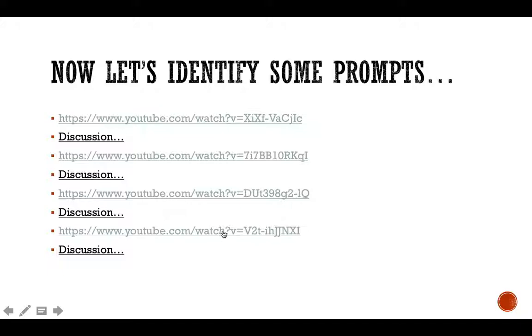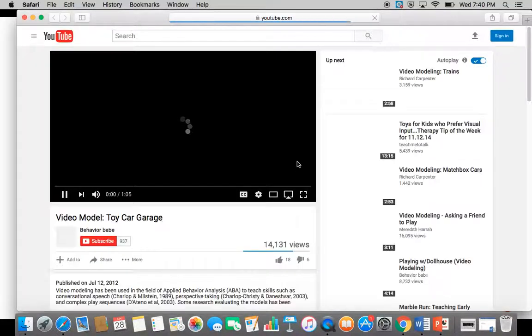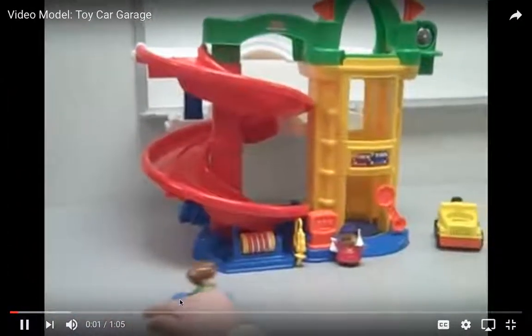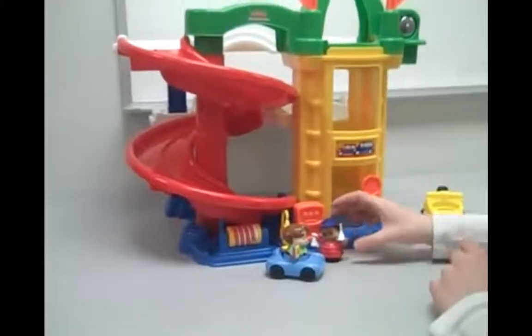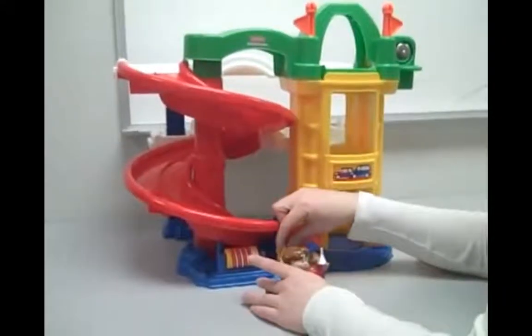Crawling. Beep, beep. I need some gas. Fill it up, please. Okay.